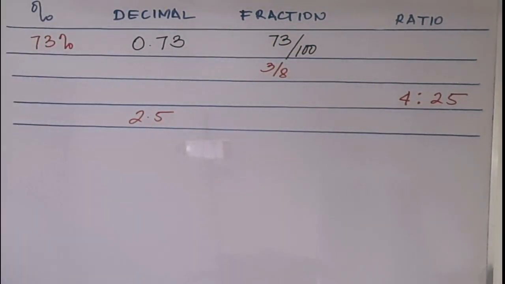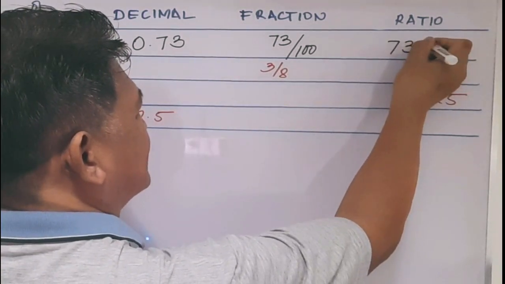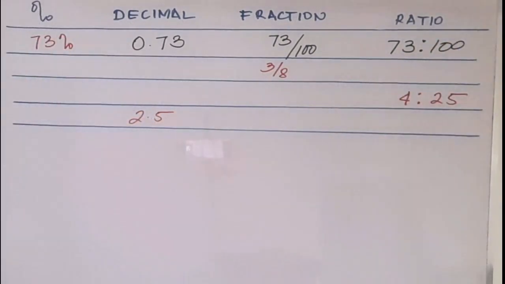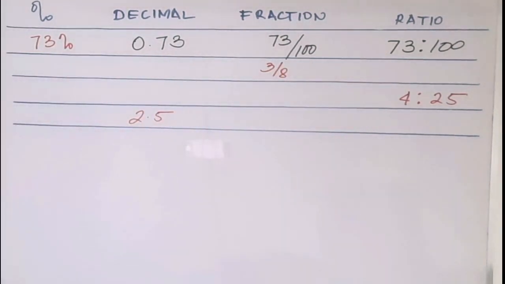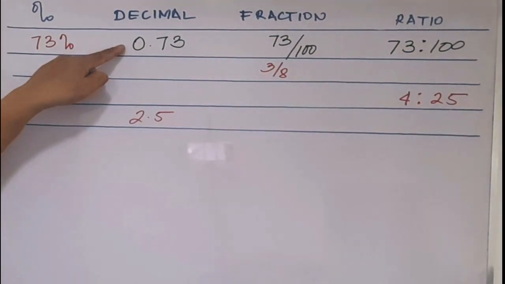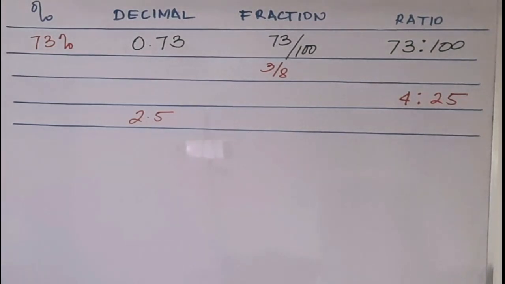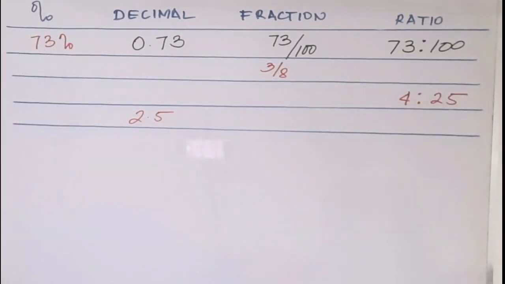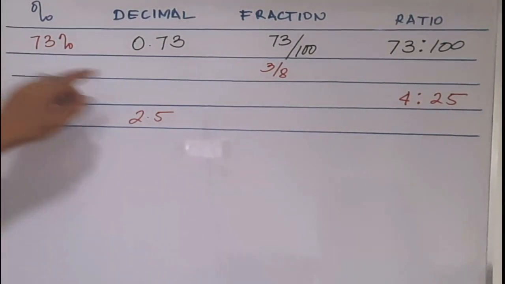Next is to convert your 73% into a ratio. That is 73 is to 100. That is 73% in ratio. So to summarize, 73% is 0.73 in decimal, it is 73 over 100 in fraction, and it is 73 is to 100 when it is written in ratio.